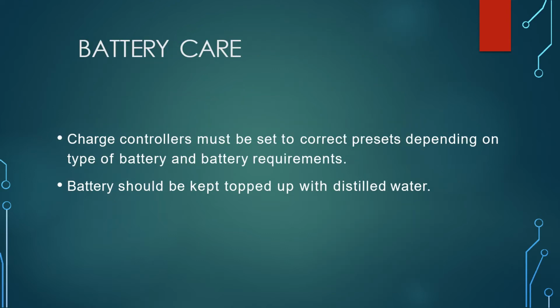Coming to battery care, usually the charge controller must be set to cover presets for different types of battery and battery requirements, and the battery should be kept topped up with distilled water, because normally distilled water is used to dilute acids. We don't use normal water because it contains metal ions which react with acids and electrodes and cause degradation in the charging capacity of the battery.